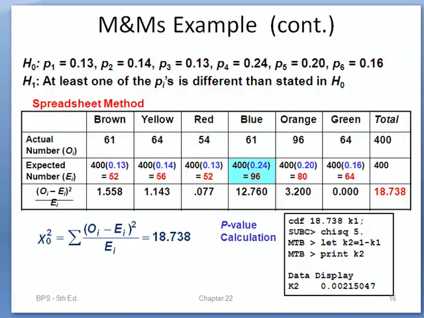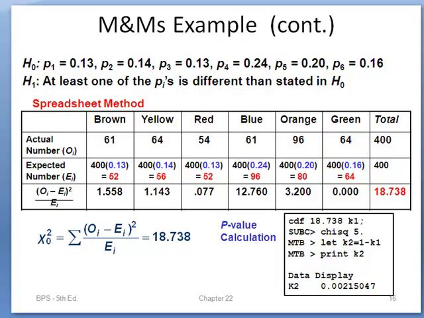24% of the 400 should have been blue. So we should have seen 96. However, we only saw 61. For the orange, 20% of the 400 should have been orange, according to what Mars would like, and so we should have seen 80. We saw 96. For the green, 16% we should see in a bag of M&M's. Well, 400 times 0.16 is 64. We should have seen 64, and we did. So that one was right on the money.